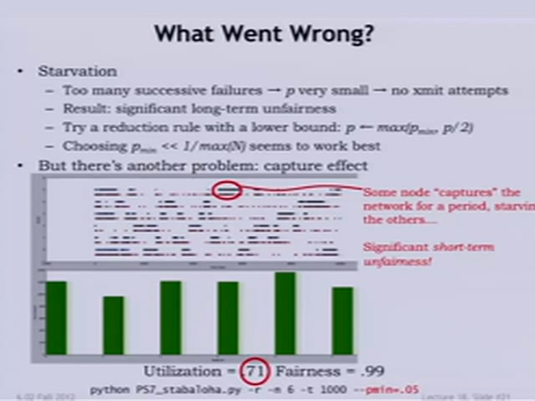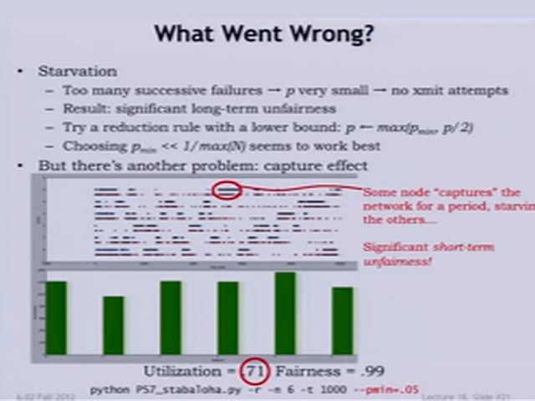What's happening here is that some node captures the channel for quite a substantial period of time, shutting everybody else out, and then some other node captures the channel for some period of time, shutting everybody else out. So you get significant short-term unfairness, or equivalently, you get long delay. So some nodes may end up waiting for a long time, and then they get access, and then they keep access for quite a while. And then they lose access, and then some other nodes get it.